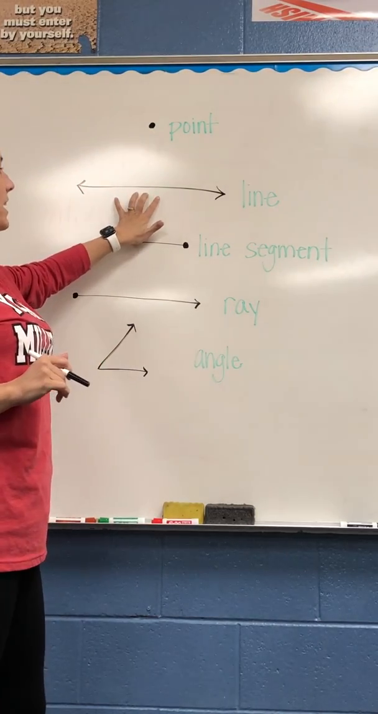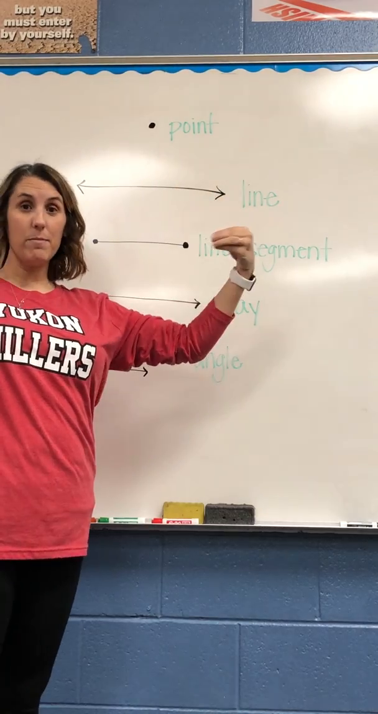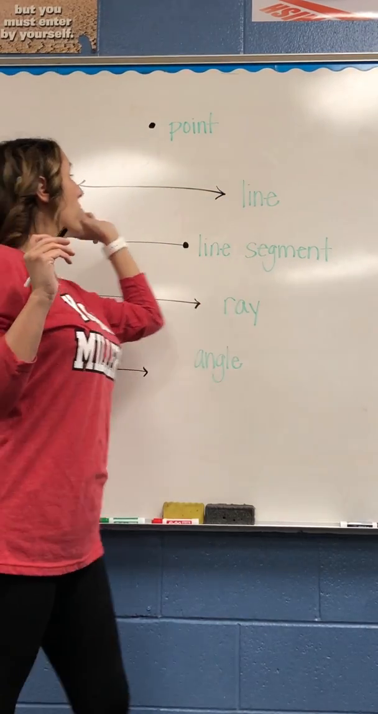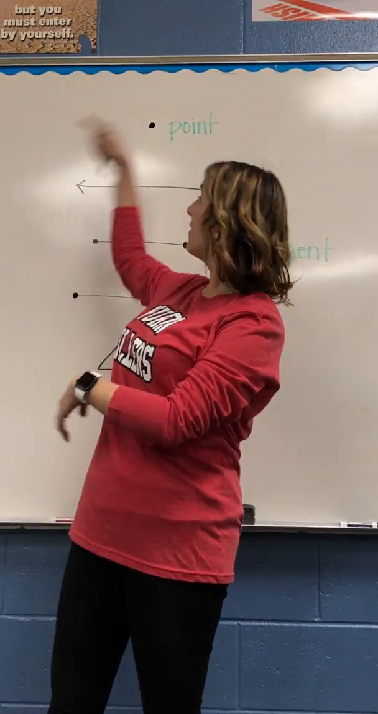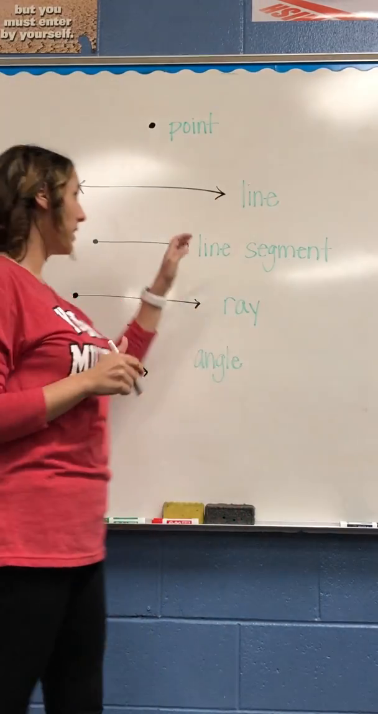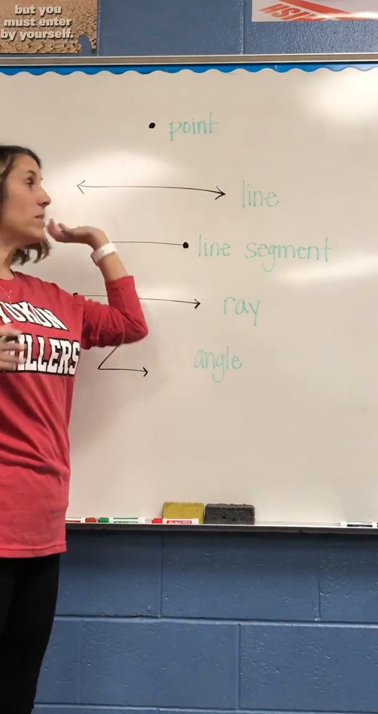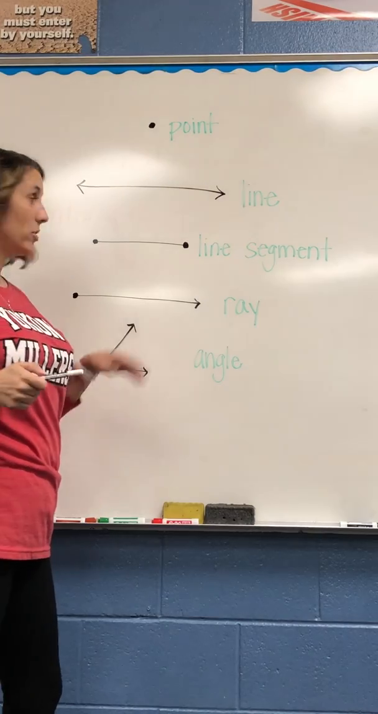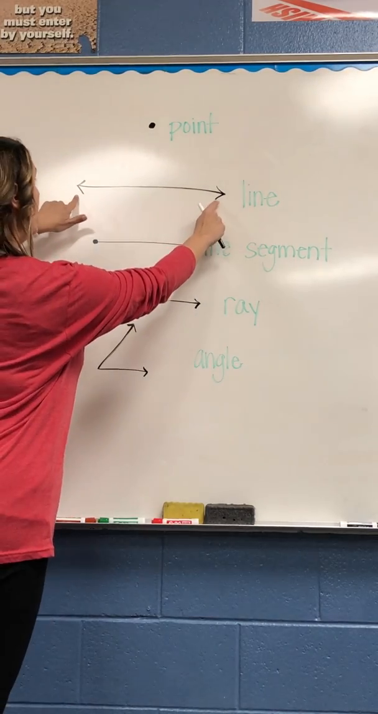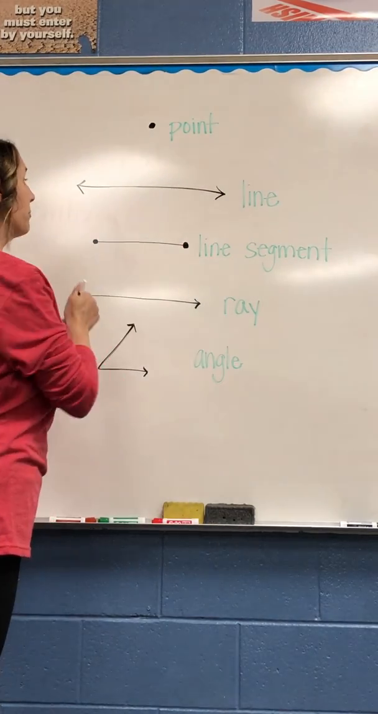Okay, a line is a straight path and it goes forever in this direction and forever in this direction. It will go on forever and always in both directions, okay? And we know that because it has these arrows here, okay?